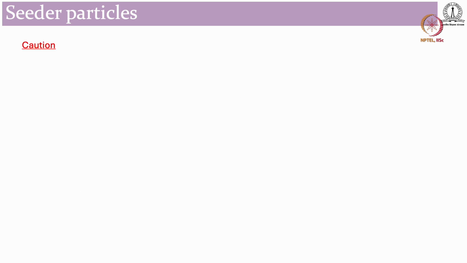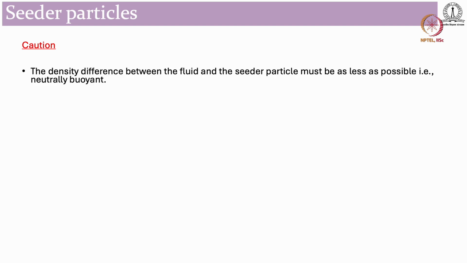Now again, a word of caution regarding the density difference between the particle and the fluid. It is very crucial to select a seeder particle that has a density very near to that of your working fluid, so that we can say that the particles are neutrally buoyant and not tending towards any kind of buoyant force, which might not be the force that you want in your flow field, right?